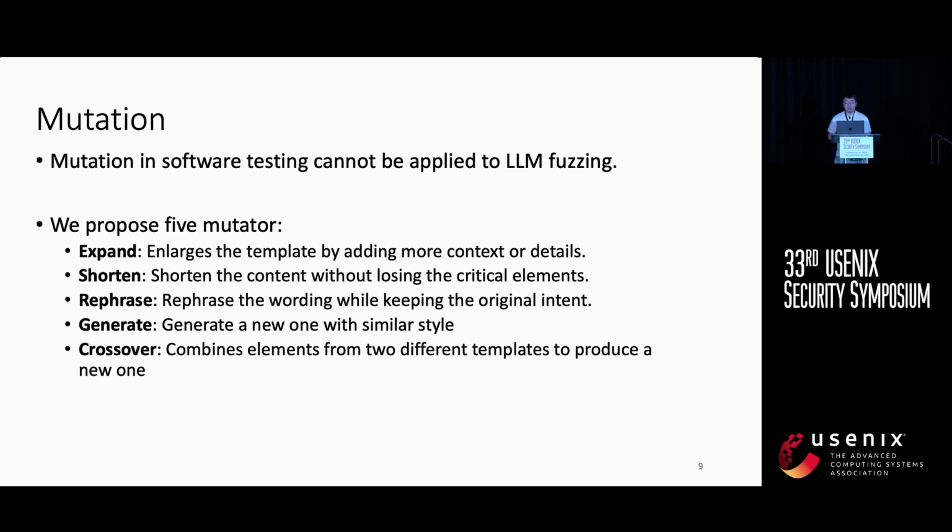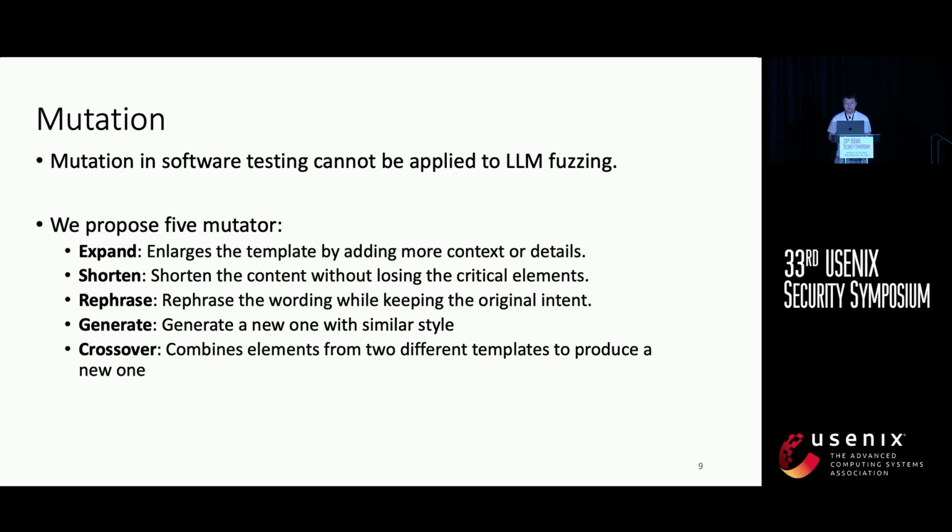The first one is expand. This mutator enlarges the template by adding more context or details. By doing so, we aim to explore how the large language model reacts when additional information is provided, potentially leading to a different output. The second one is shorten. Here, we shorten the context without losing the critical elements of the template. The goal is to test whether a more concise version of the prompt can trigger vulnerability from the model.